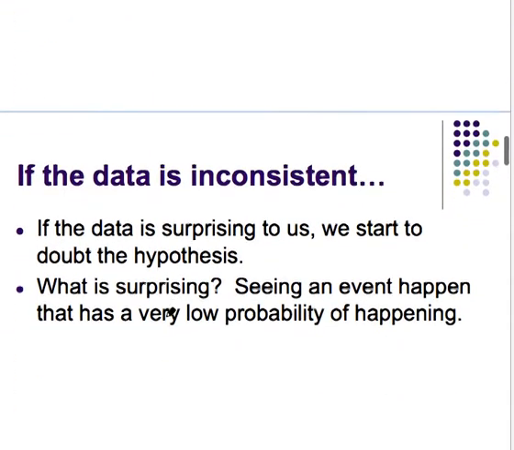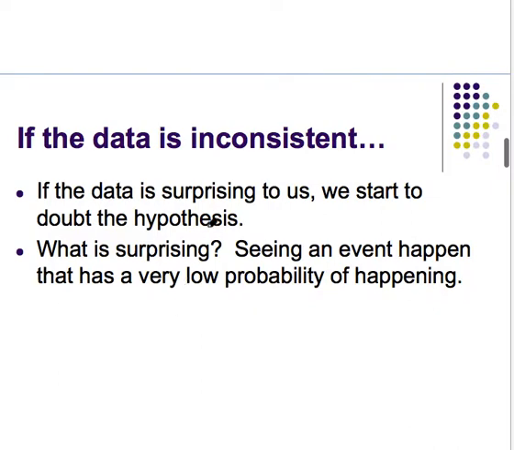Okay, or the data is inconsistent. If the data is surprising to us, then we start wondering, I wonder if my hypothesis is actually right or not. So what is surprising? Seeing an event happen that has a very low probability of happening. And then we're on to something. If it's a low probability of happening, then we say, oh, I think that hypothesis might not be right. We start saying, no, I don't really think so. That right there is, in a nutshell, what we're going to be spending the rest of the year on.